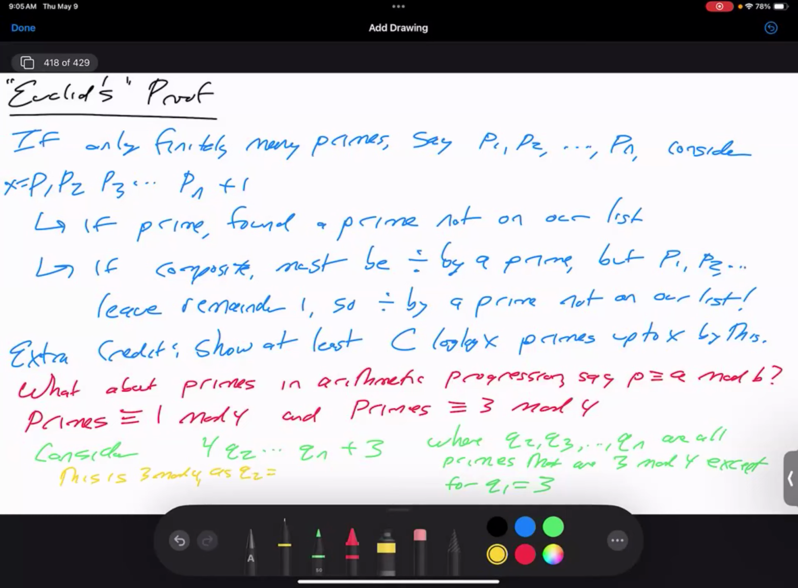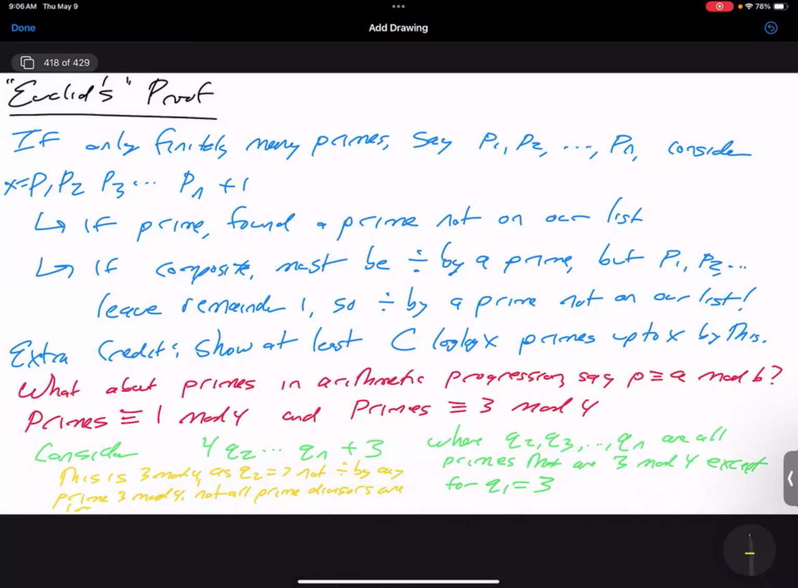As Q2 equals 7, it's not divisible by any prime 3 mod 4, and not all prime divisors are 1 mod 4, or else the number is 1 mod 4. So we found a new prime 3 mod 4.